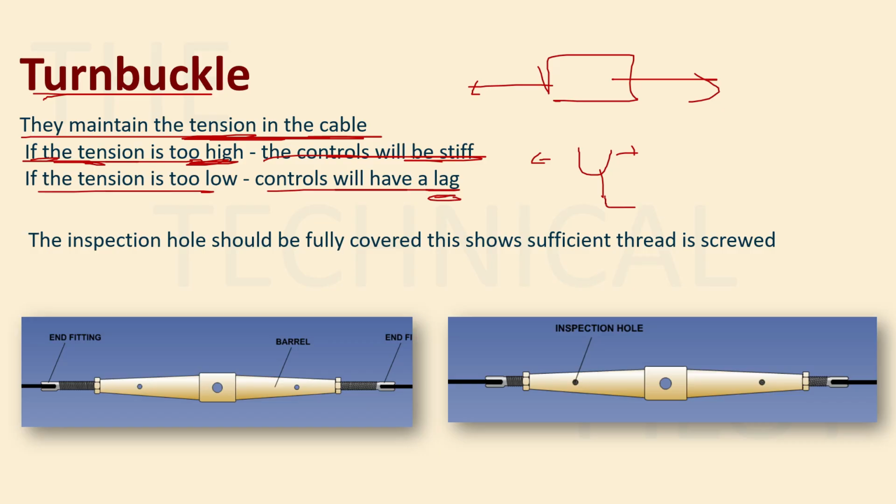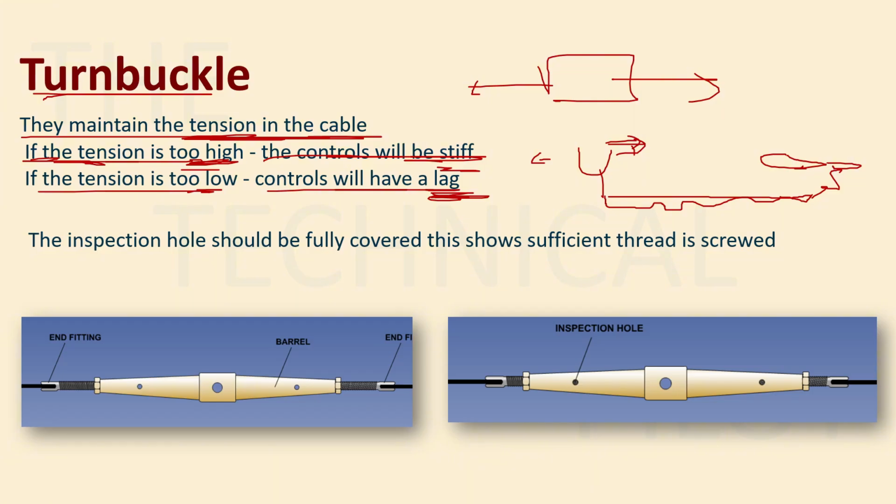I will show what a lag looks like. But for example, your cable is very loose, right? And it is connected to your control surface. So what will happen is if you pull the cable to pull the control surface towards you, firstly the cable will stretch, right, and then the control surface will move. So there will be a lag, right? Obviously. So this is an issue if you have too low tension, and if you have too high, then it will be very stiff, right?